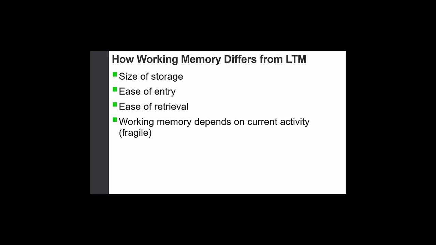Specifically, in our case, working memory has relatively small storage size. It's a lot easier to get information in than long-term memory. It's also a lot easier to retrieve information. However, with all these pros, there's also the big con that it's really, really fragile. It's easy to wipe out any information that's in working memory.